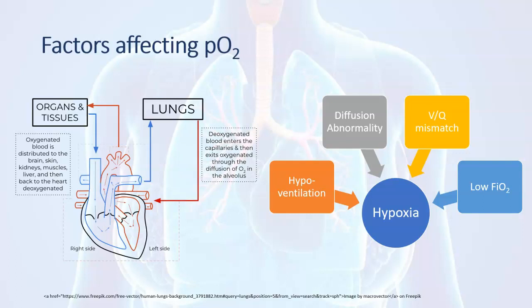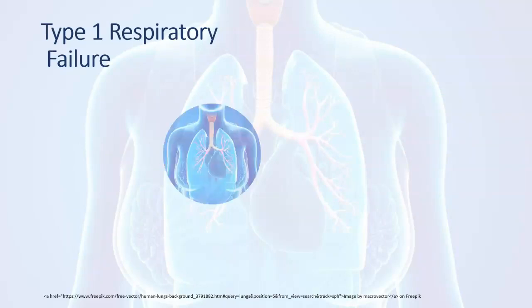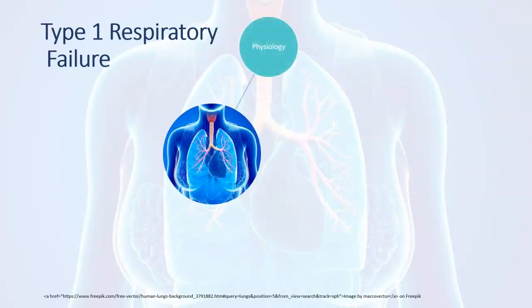Finally, a low FiO2 can lead to hypoxia. So if a patient is breathing air with low partial pressure of oxygen, they will also become hypoxic. Okay, with those principles in mind, let's think about different types of respiratory failure. Let's start with type 1 respiratory failure. So, as we said, this is characterized by hypoxia with either hypo or normocapnia.